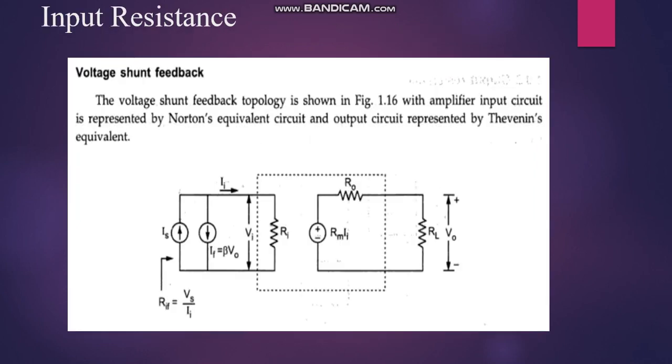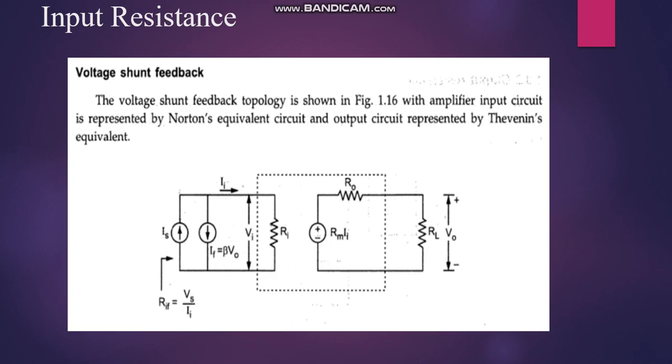Now we are going to look at the input resistance and output resistance. First, the input resistance for the voltage shunt feedback. On the input side it is a current, so that is the Norton's equivalent circuit. Next, the output is a voltage, so that is the Thevenin's equivalent circuit. We use IS as the current source, and IF, the feedback current, is equal to beta into the output voltage, so beta into V0. We are going to find RIF, the input resistance with the feedback.